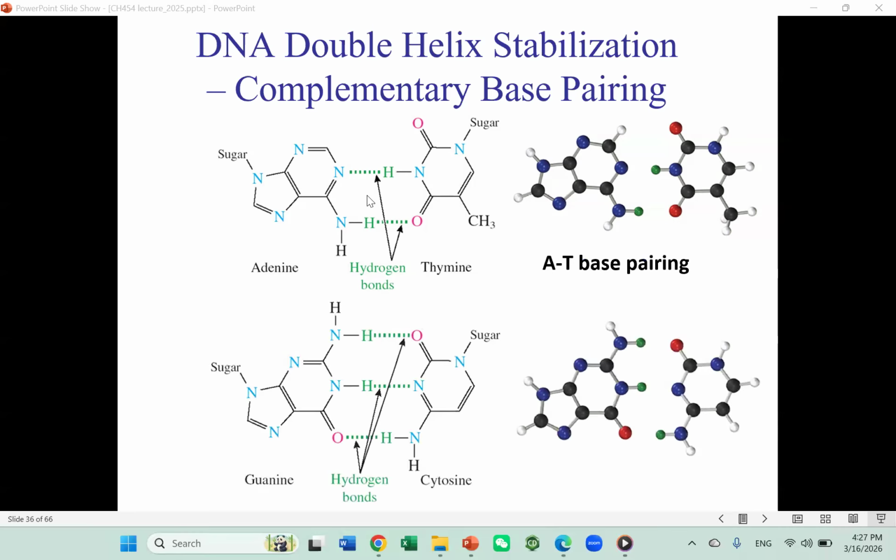For the C and G case, G contributes two hydrogen bond donors and one acceptor, and C contributes two acceptors and one donor, so they can form three hydrogen bonds. Clearly C and G form more hydrogen bonds. That means they bond more strongly than A and T. The binding affinity of the A T base pair is about 10 kcal per mole, but CG is much higher, about 17 kcal per mole.